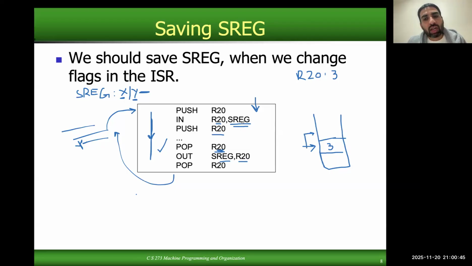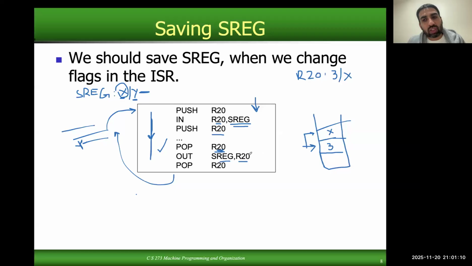And then we are saying, get the value of sreg into R20. Let's say the value of sreg at that point was X. So in R20 now I got X. Now you are saying, push R20 on the stack. So now I got X here. And now when you are leaving, you need to do the same thing, but in the reverse order.